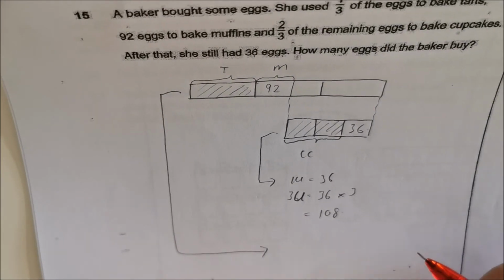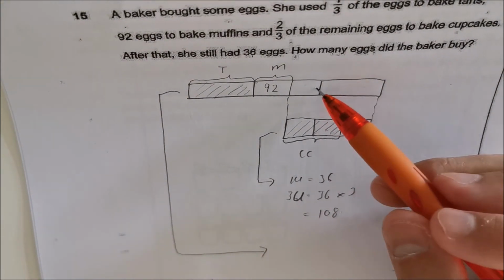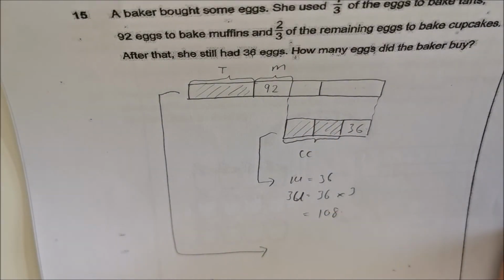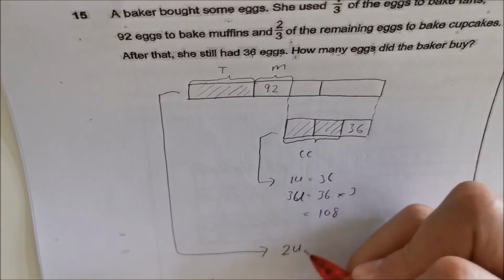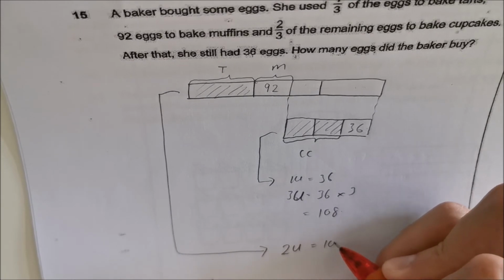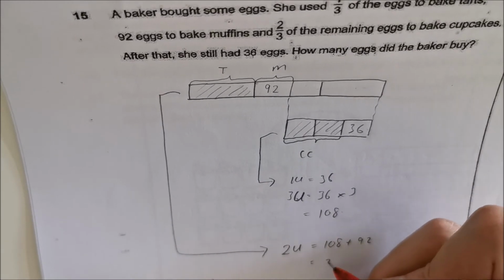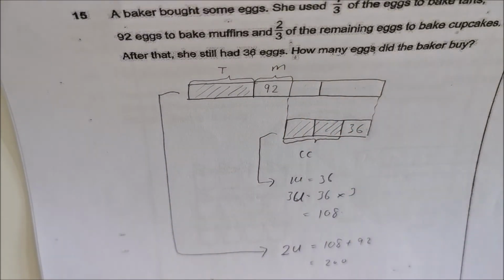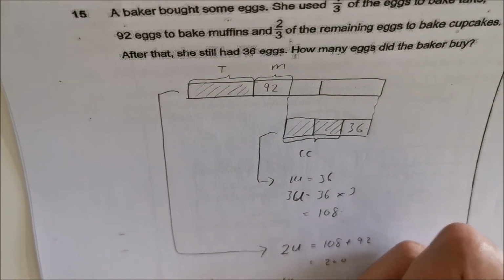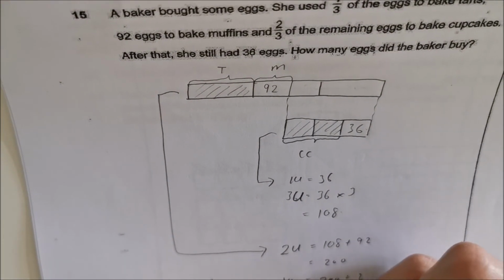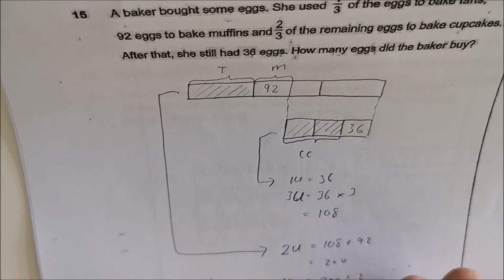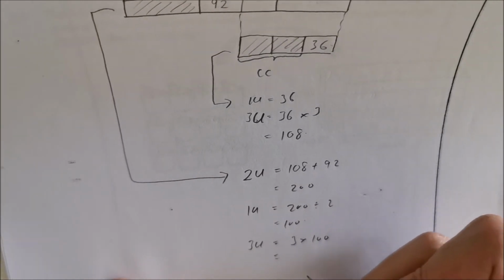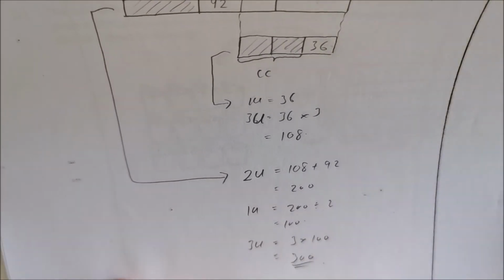Now we are ready to move up to the first layer. Right guys, how do we move up to the first layer? Can you see that this is actually 108? So if I plus back 92, that will give us 2 units for the first layer. So 2 units for the first layer equals to 108 plus 92. That will give us 200. So the total number of eggs will be the entire 3 units for the first layer. Okay, so 1 unit will be 200 divided by 2, 100, and 3 units will be 3 times 100. I'll get 300. Okay, that's the answer.